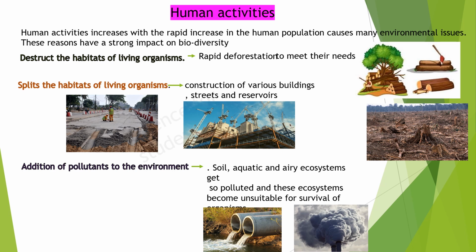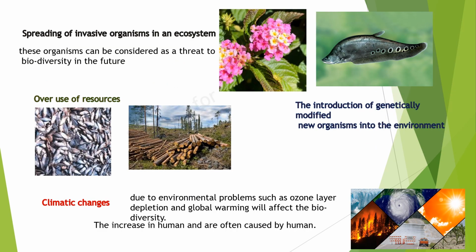The first one, we are totally destroying their habitat. The third one is addition of pollutants to the environment. Organisms can't live in a particular environment if it gets polluted. Likewise, soil, aquatic and air ecosystems get polluted because of unwanted things we put into the environment. Here we have given lantana, and there's a fish called manna. In Sinhala we call it manna.